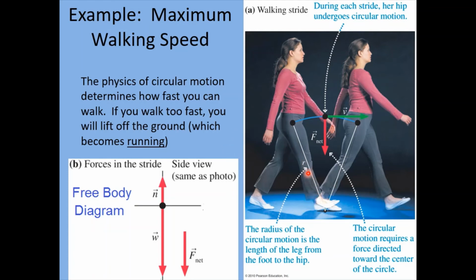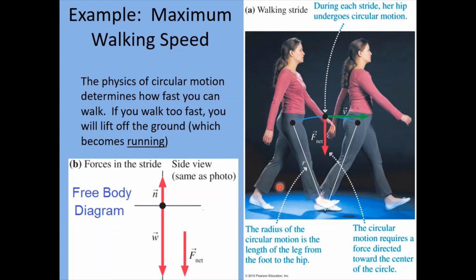Well, if we look at the photo here, we can see that the woman's leg represents the radius of a circle. The center of the circle is right down here where her foot is planted. So as she strides forward and takes a step, her hips are actually undergoing uniform circular motion, because her leg is relatively straight, so that keeps a constant radius, and therefore her hips are tracing out an arc of a circle. This is how we're going to model this problem and figure out how fast you can walk without leaving the ground.